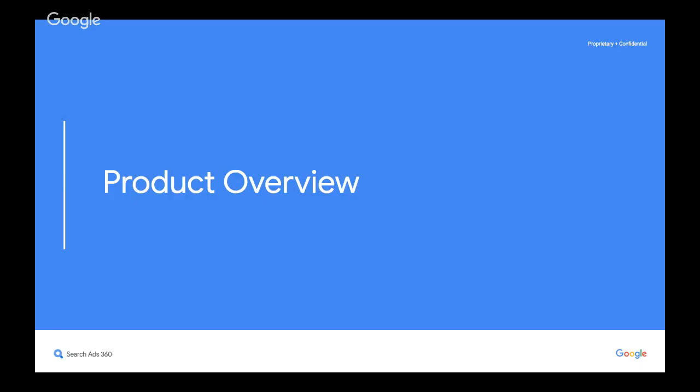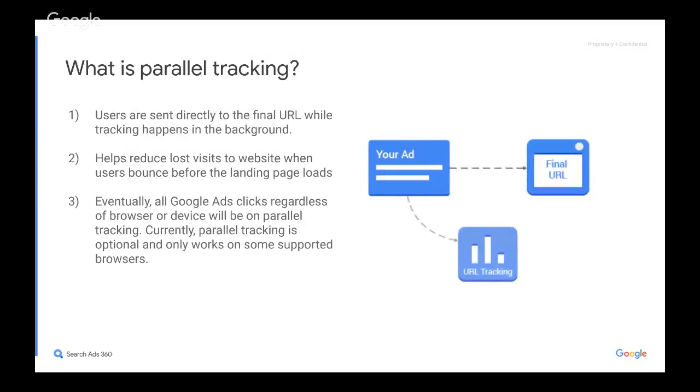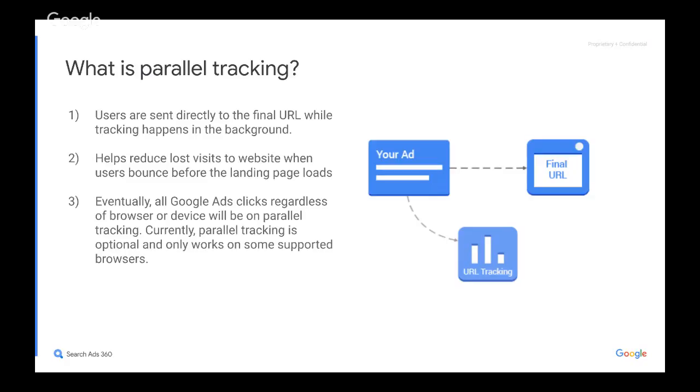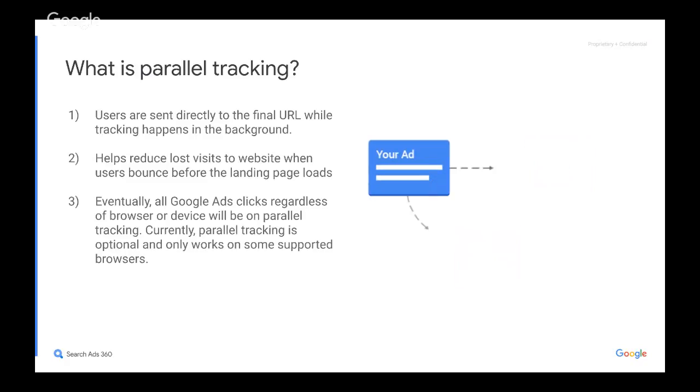So basically what parallel tracking is. As of now, when a user clicks on an ad, usually when there's a third-party tool such as Search Ads 360 in place, there's a redirect happening.